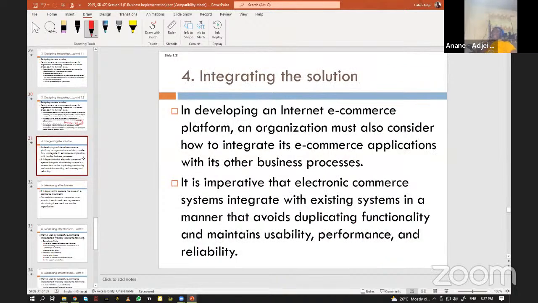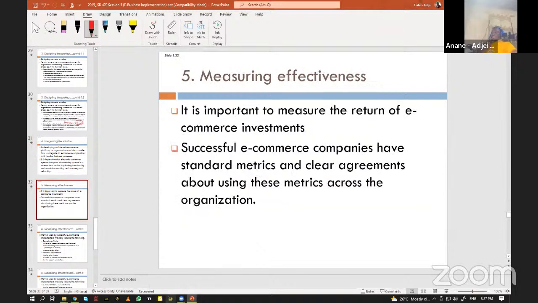So in developing an internet e-commerce platform, an organization must also consider how to integrate its e-commerce application with other business processes. And also, the electronic commerce system should integrate with existing systems in a manner that avoids duplication. So those must also be taken into consideration.